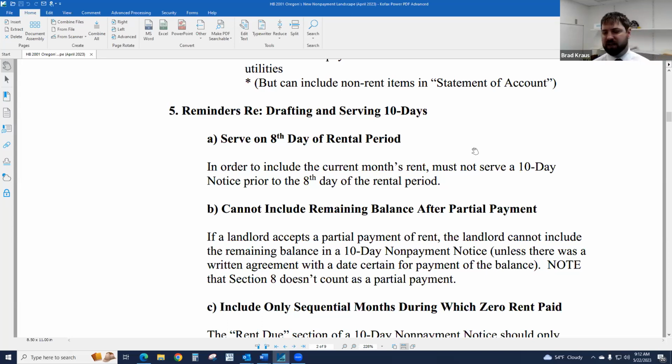If your rent due date is different, and again, I'm not talking about the day that rent is late, I'm talking about the day that it is due, if your due date is something different than the 1st, then obviously your timelines will adjust.